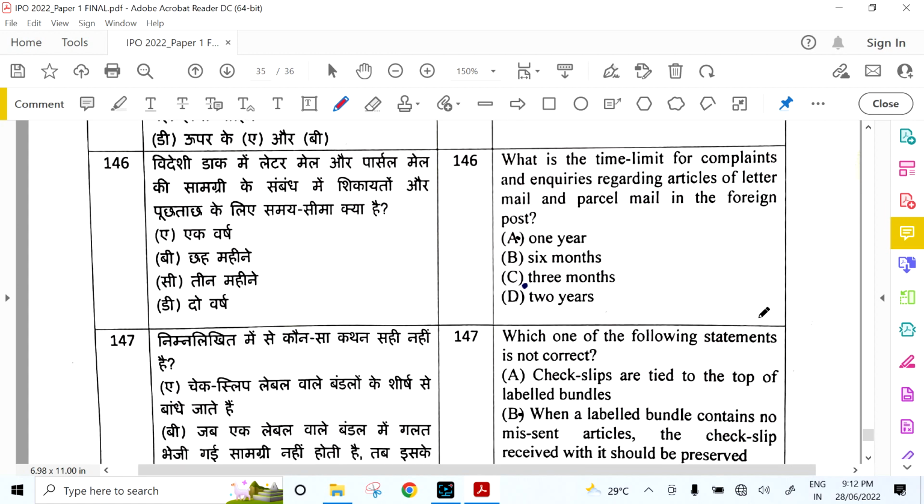What is the time limit for complaints and enquiries regarding articles of letter mail and parcel mail in foreign post? The answer is 1 year. This is as per Rule 200 of PO Guide Part 2.